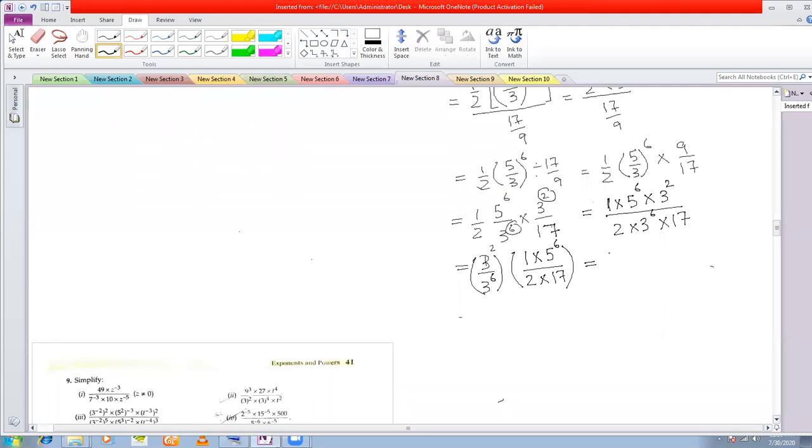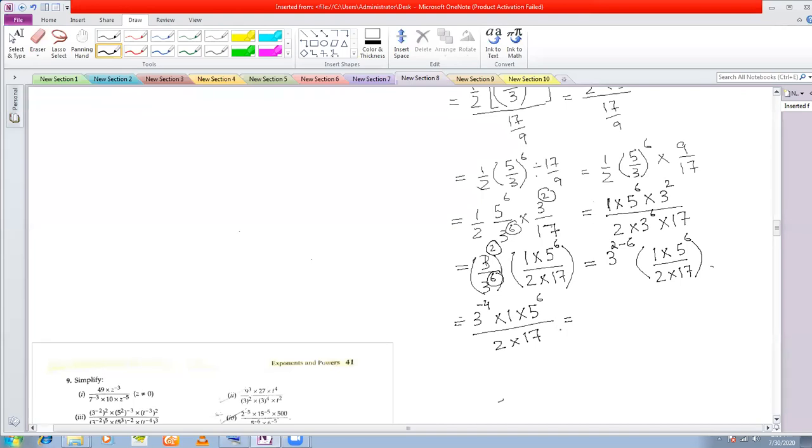Yes, sir. So now this is a to the power of m by a to the power of n, so 2 minus 6. 1 into 5 to the power of 6 by 2 into 17. 3 to the power of minus 4 into 1 into 5 to the power of 6 divided by 2 into 17.